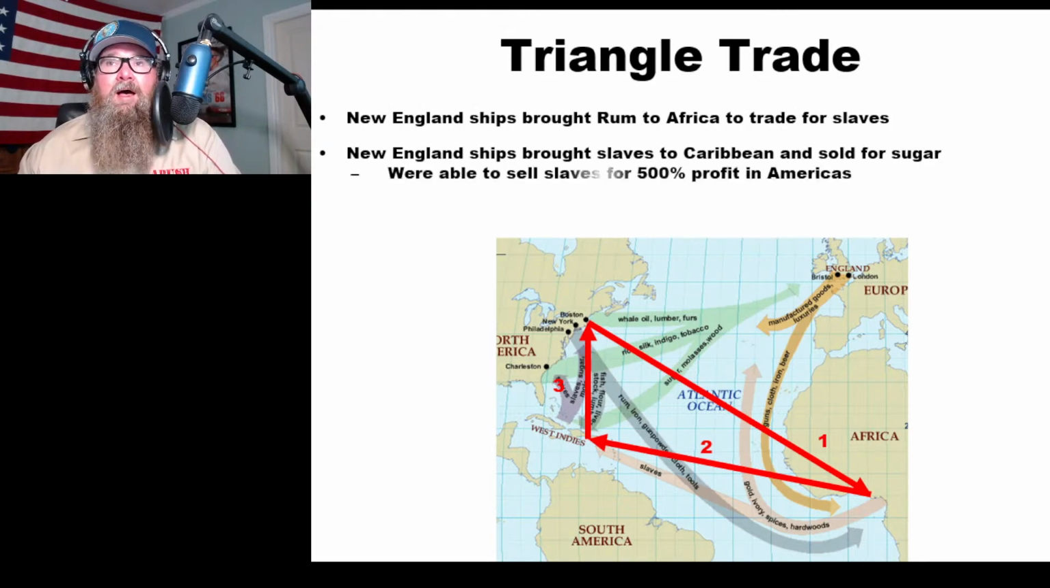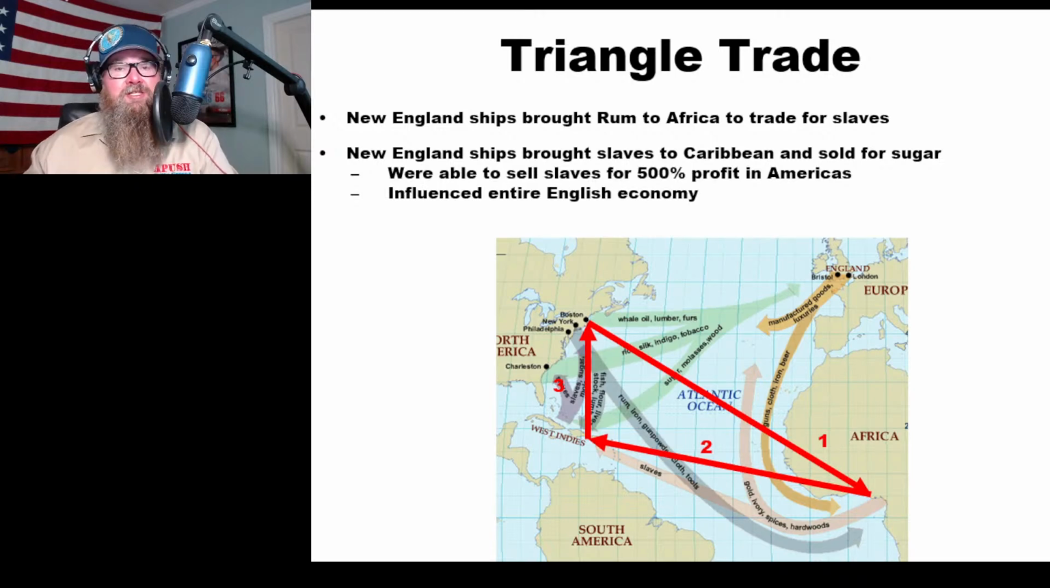All right. The New England ships, they went over and they brought rum, they brought guns, and they traded those with the slave traders for slaves. Then they would bring back the slaves, drop some of them off in the West Indies, maybe all of them, depending on the ship. Then they would bring some of them up to the colonies and then reload and do the whole thing again. 1, 2, 3.